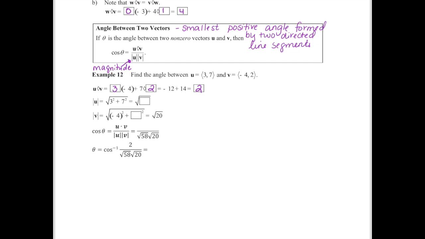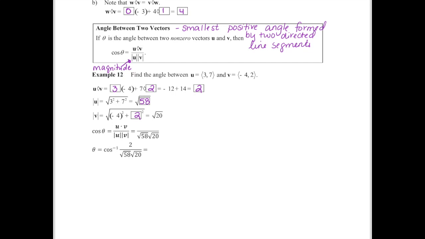We then need to find the magnitude of u and the magnitude of v. The magnitude of u will give us 3 squared plus 7 squared, or the square root of 58. The magnitude of v will give us -4 squared plus 2 squared, or 16 plus 4, which is 20.